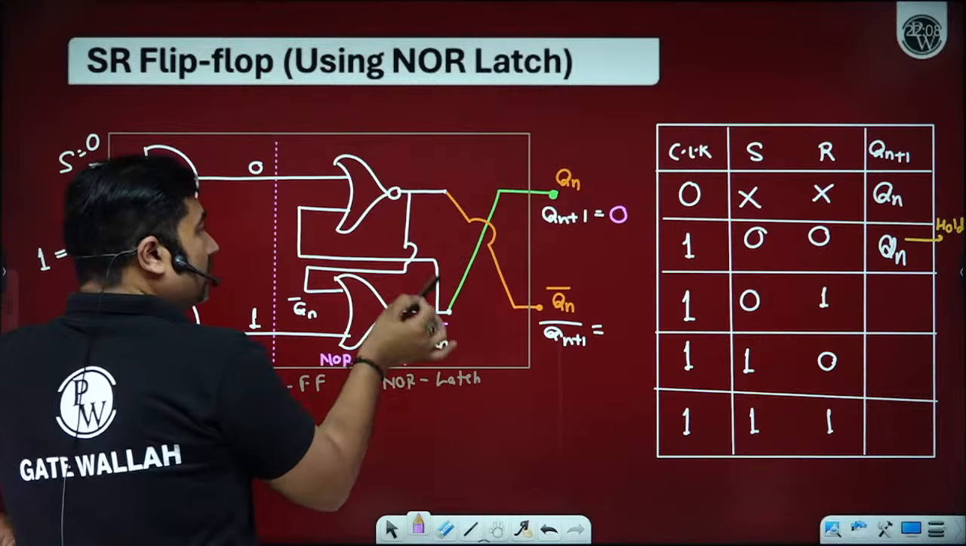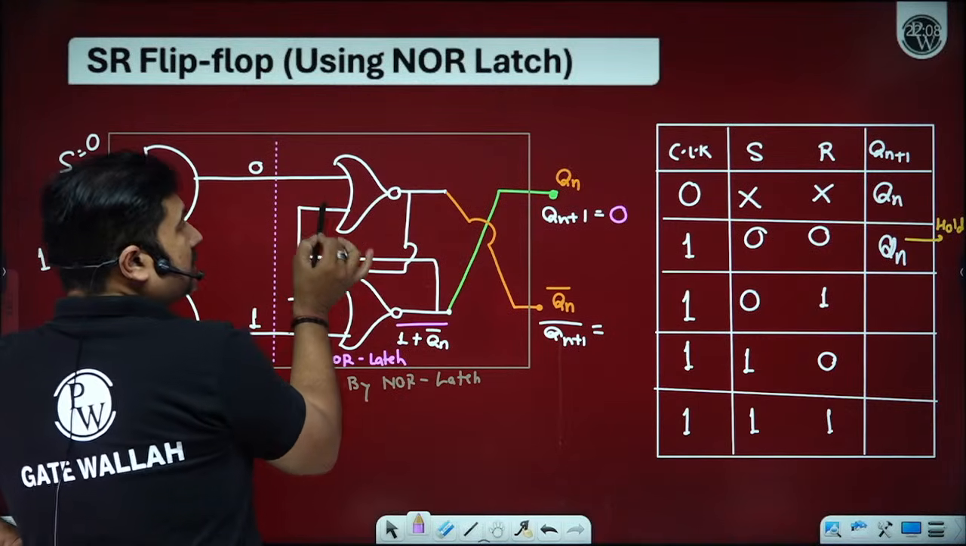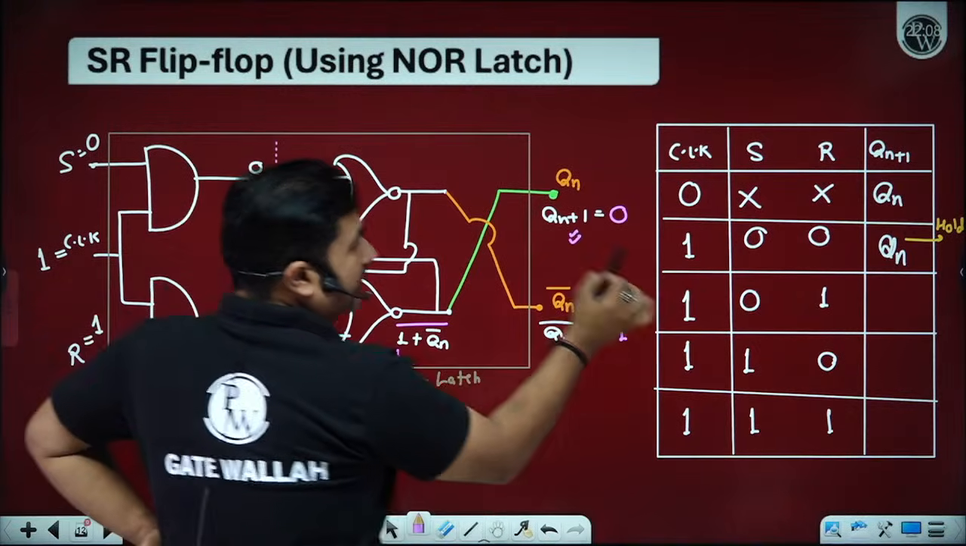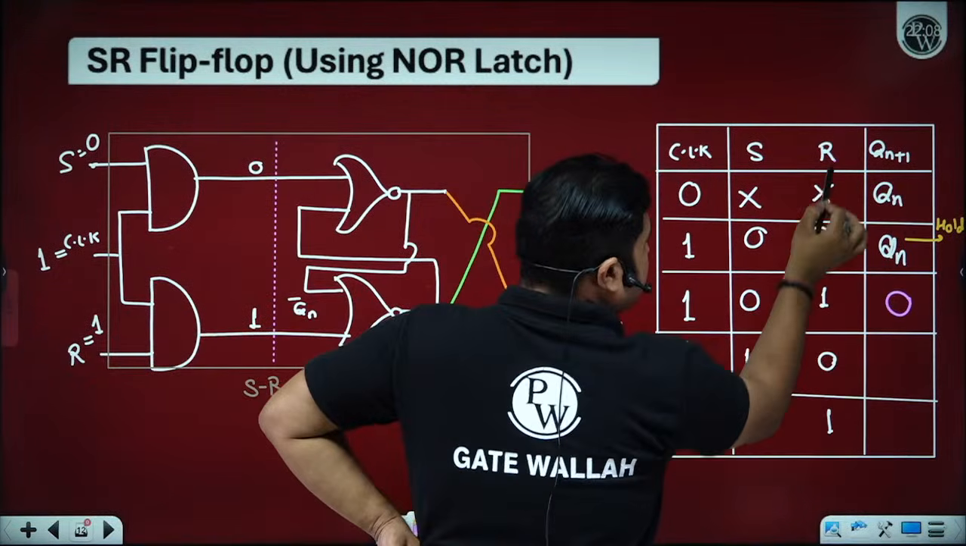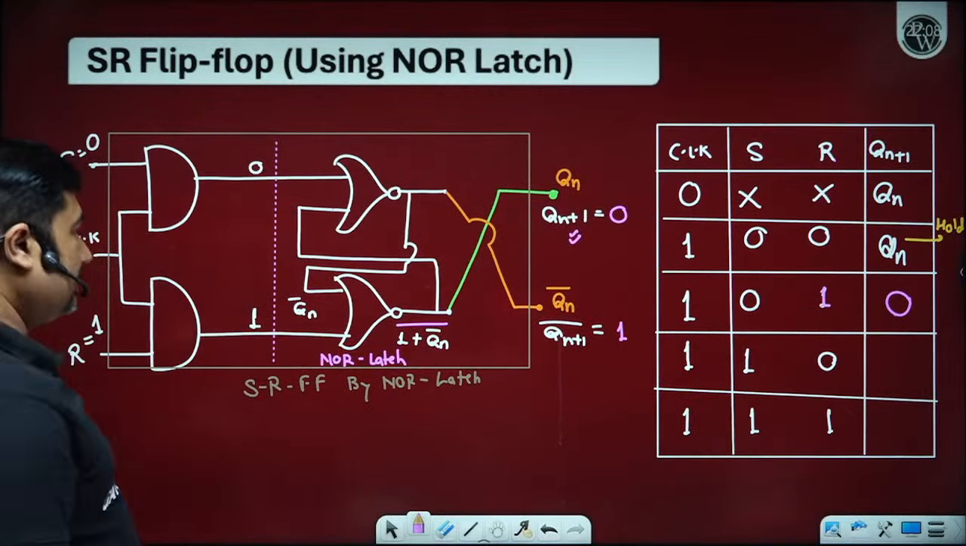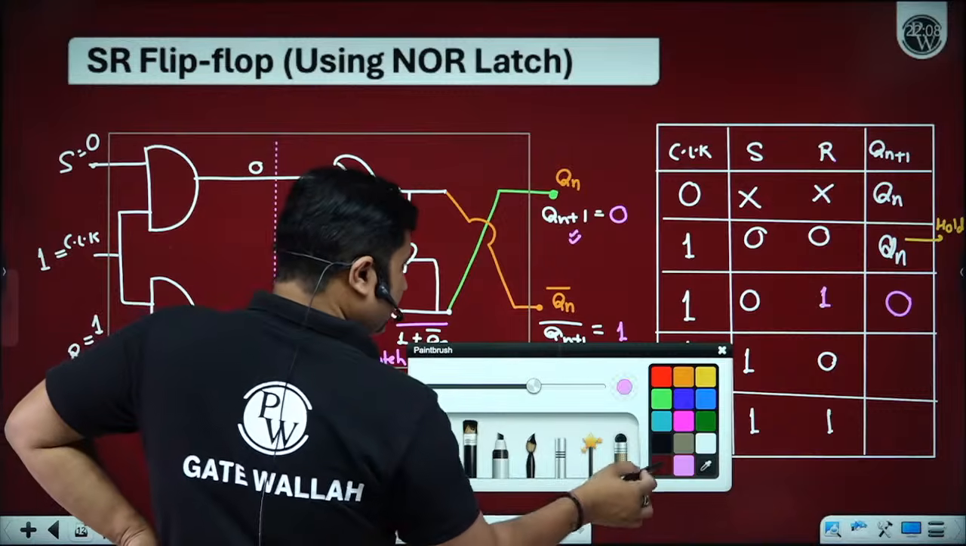Now this 0 will come here. 0 plus 0 is 0, and its complement is 1. So for the next state, we are getting 0. When reset is high, we are getting 0. Is it okay? Yes, sir. Again, please observe once again.